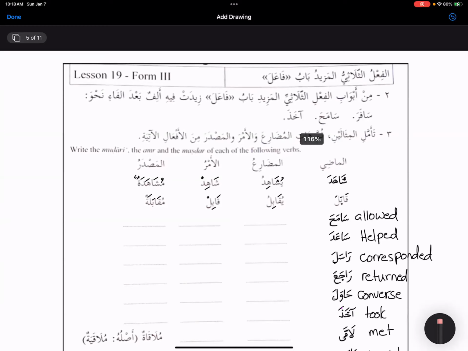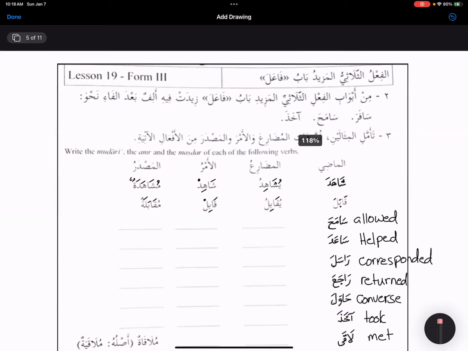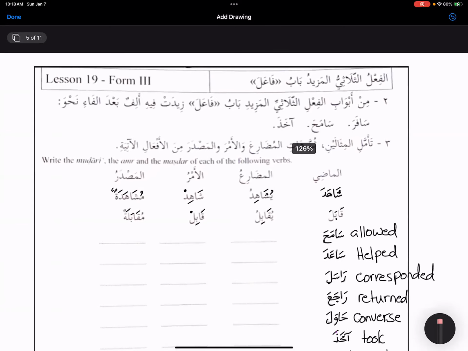Min abwabil fi'lu thulathi mazid bab fa'ala zidat fihi alifun. What does that mean? Can I translate? Alif is ziyada, an addition. Exactly. We are able to read now. Alhamdulillah, we are able to understand.